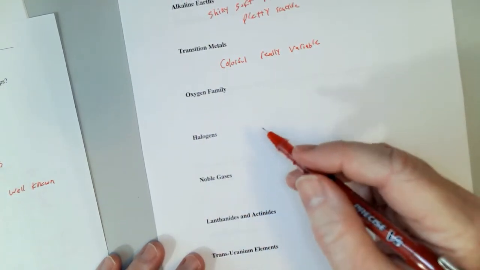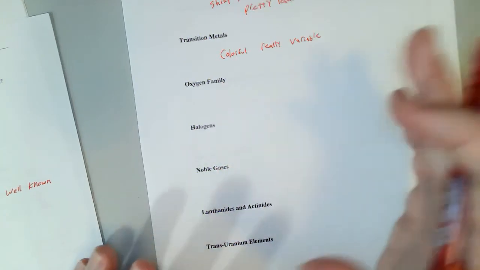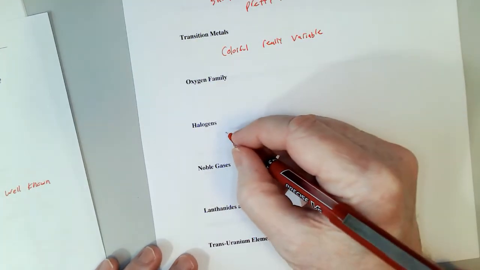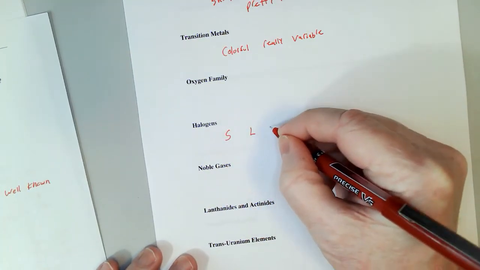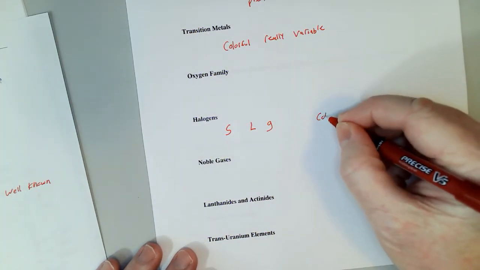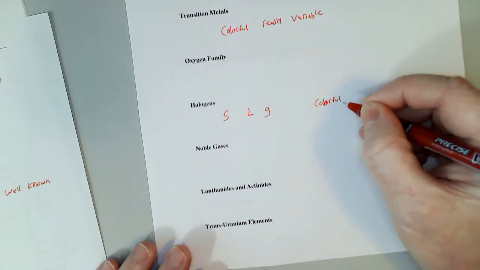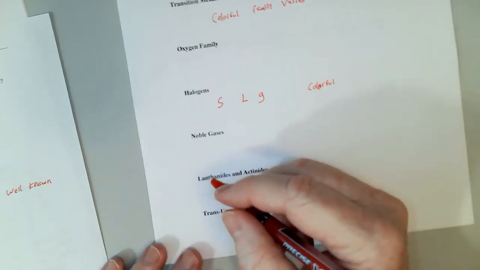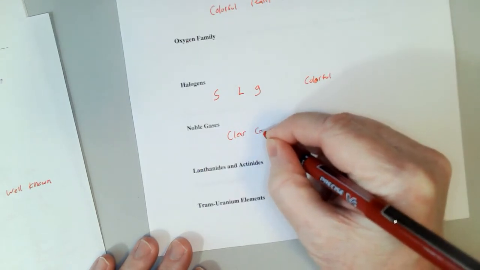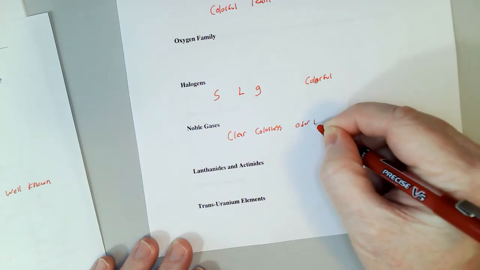Oxygen family, there's not a whole lot in there that you really see that's all that similar between them. The halogens are really interesting because you have a solid, a liquid, and a gas all in the same family. And colorful. The noble gases are all the same. Clear, colorless, and odorless.